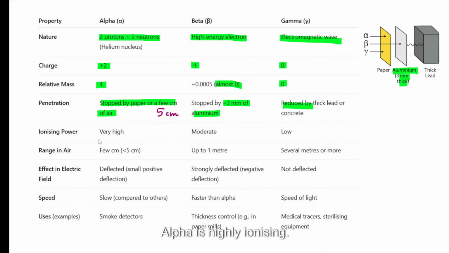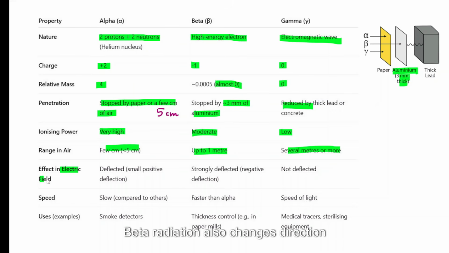Ionizing power: alpha is highly ionizing, beta is moderately ionizing, gamma is the least ionizing. Range: beta radiation can go from 30 centimeters up to 1 meter. Gamma radiation can go lots of meters. If there is an electric field, alpha particles will change direction because it has a charge. Beta radiation also changes direction because it has a charge, but gamma radiation has no charge, so it will not deflect. Instead, it will go straight through.